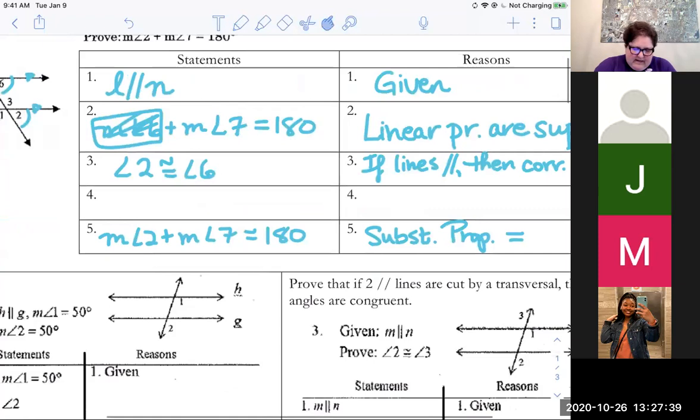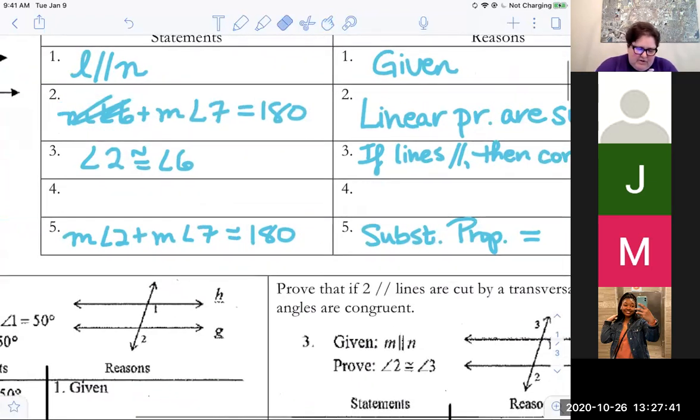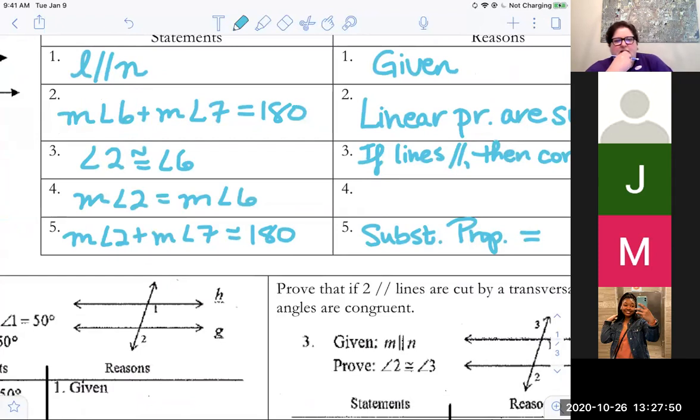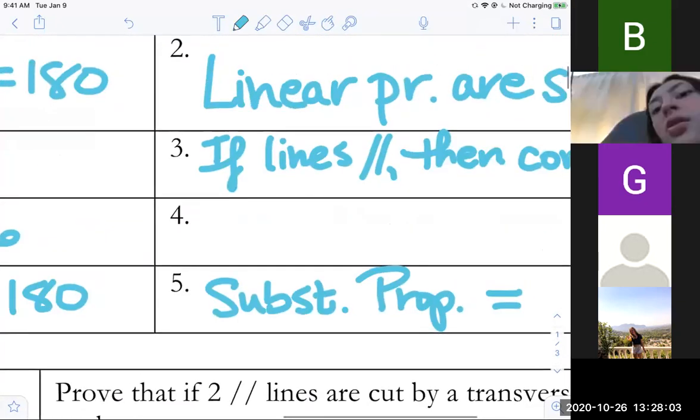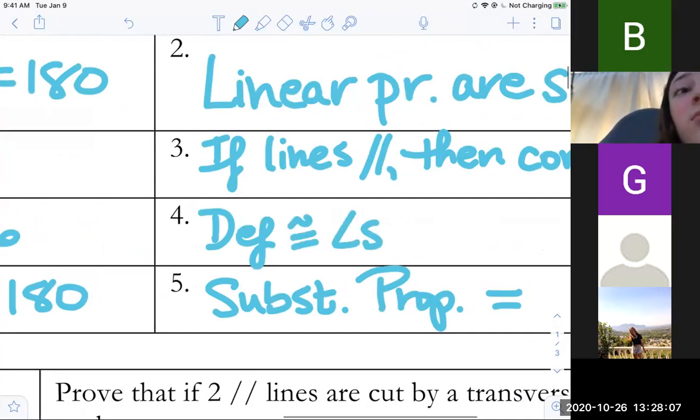Okay, so in order to do substitution, we have to get this into an equation instead of having a congruence there, because you can't do substitution when you have congruence and equations mixed together. So this step should say the measure of angle 2 equals the measure of angle 6. What's that reason? What is it when you go from congruent to equality or equality to congruent? Definition of congruence. Good. So you can either say definition of congruence, definition of congruent angles, whatever you want.